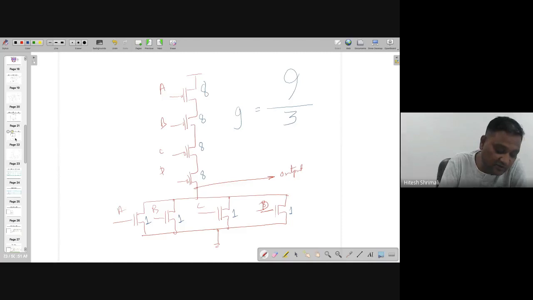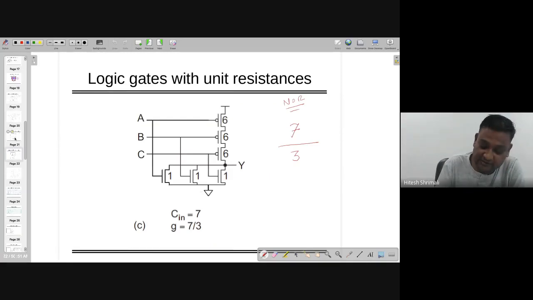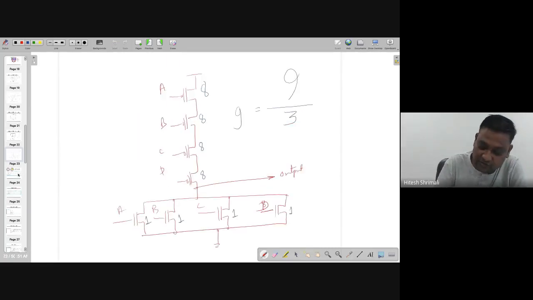Maybe you can think about some equation. Look at this. There are n inputs. For 3 inputs, it's making 7. So can I write this as (2n plus 1) divided by 3, where n is the number of inputs? Let's see whether it's matching over here or not. So it's (2n plus 1) divided by 3. This will match. 4 inputs are there, so 8 plus 1, 9 by 3.